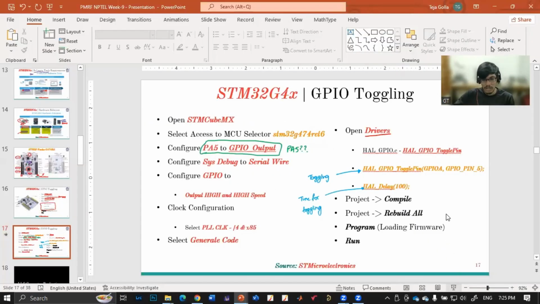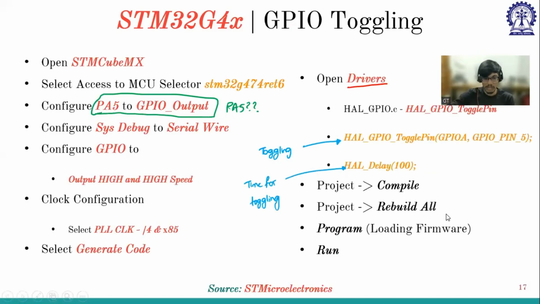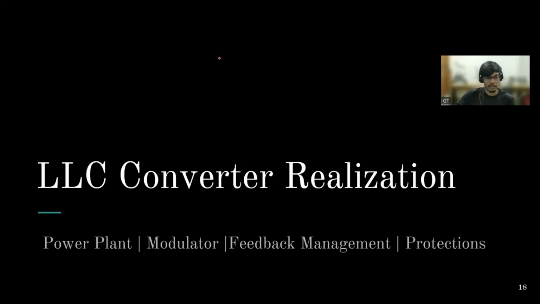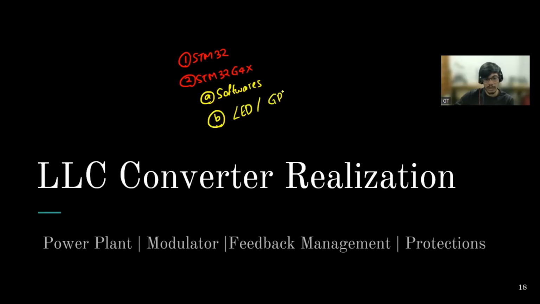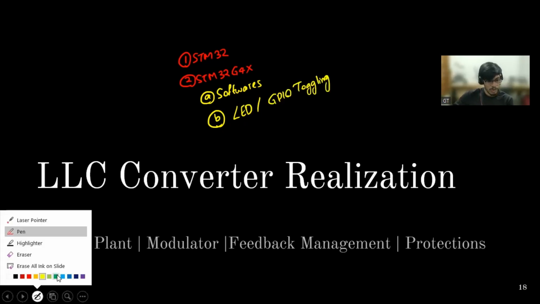So we have discussed the STMicroelectronics microcontroller, and we spent enough time learning about the STM32 family. Then we discussed why we need the STM32G4x family, and after that the software needed to interact with this microcontroller and dump the code into it. Then we first discussed LED blinking, or GPIO toggling. In this case, we have seen two such ways.